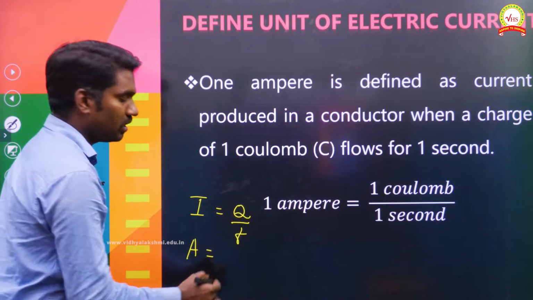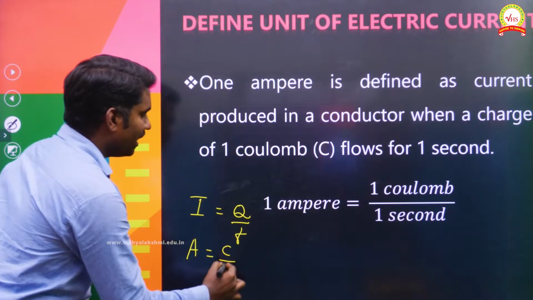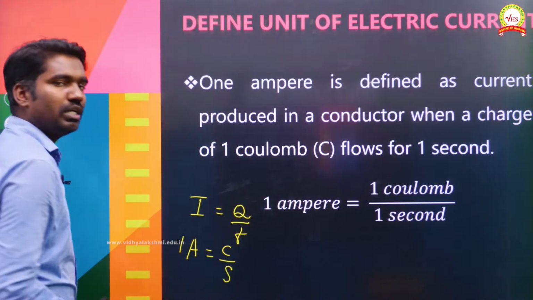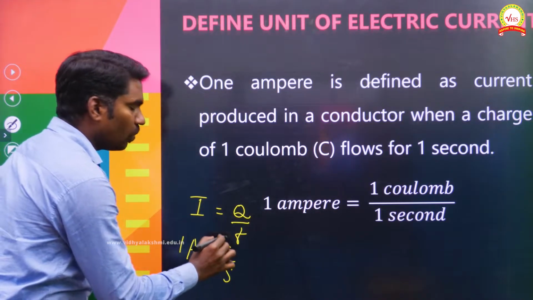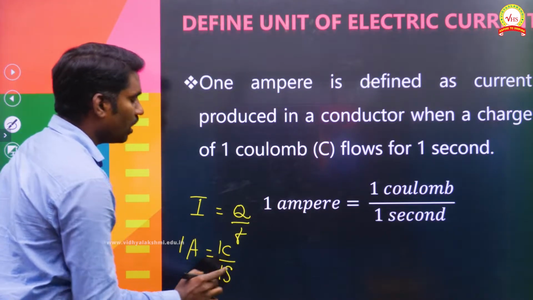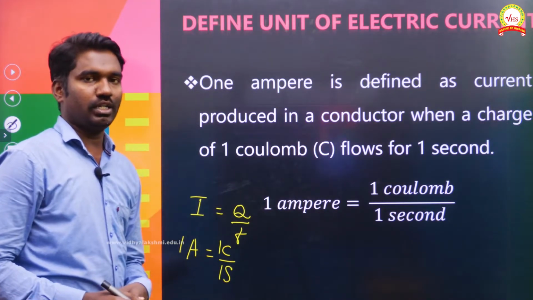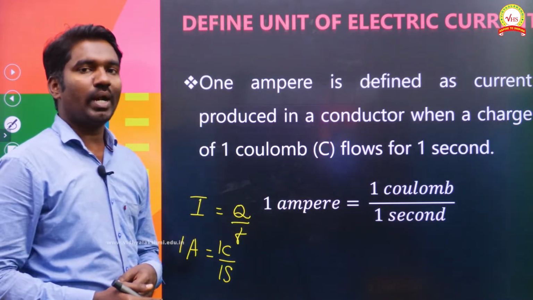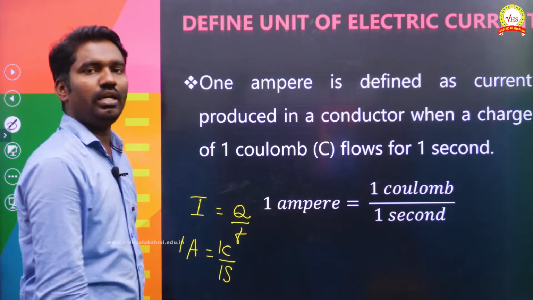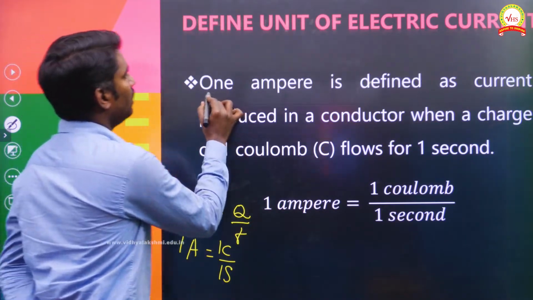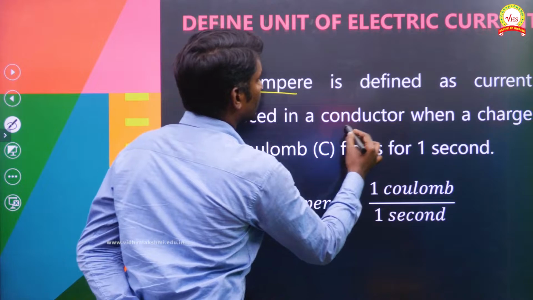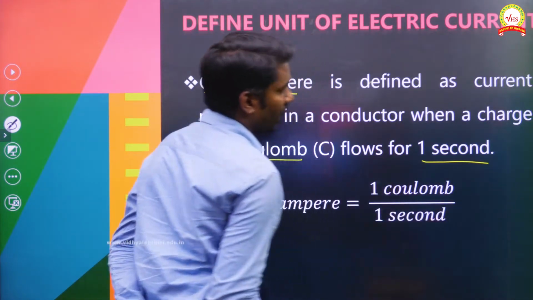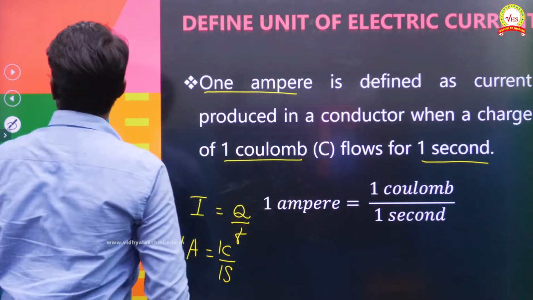What is the unit of charge? The unit of charge is coulomb. What is the unit of time taken? The unit of time taken is second. That means 1 ampere is defined as 1 coulomb of charge flowing for 1 second in a conductor. Clear? So 1 ampere is defined as when a charge of 1 coulomb flows through the conductor for 1 second. That is called 1 ampere.